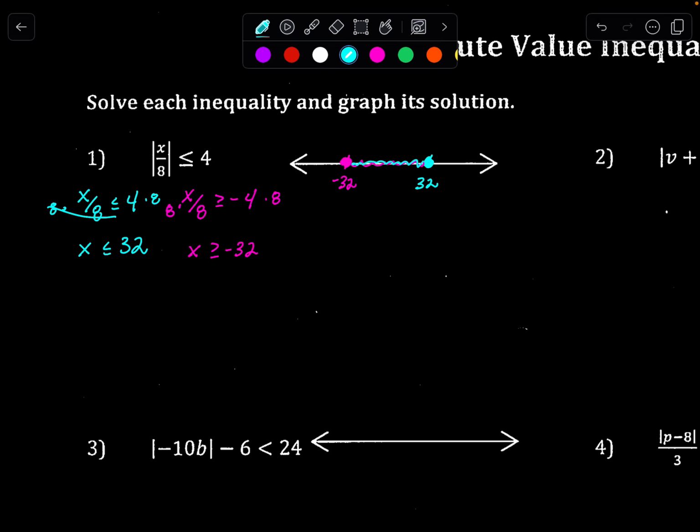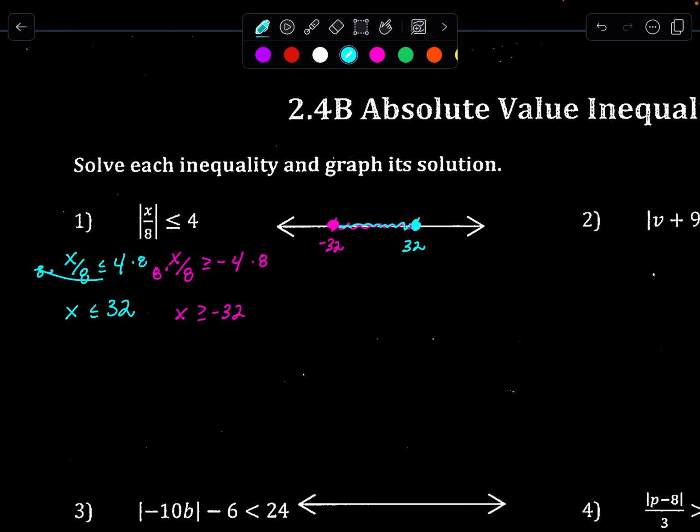Okay, so writing out your inequality. Let's do our inequality here, so we'll just do IQ, I guess, is going to be negative 32 less than or equal to x, less than or equal to 32. And then our interval, int, is going to be bracket negative 32, comma 32, bracket as well. Okay, that's what we're looking for.